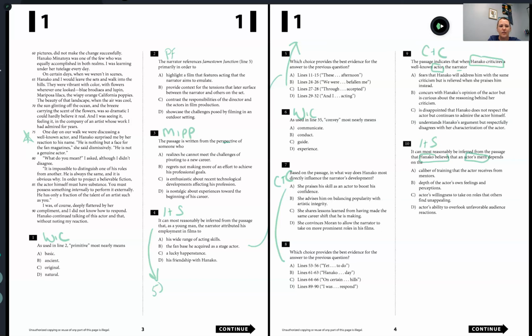I asked, although I didn't disagree. Okay, so here is his reaction. We know that that's what we're looking for. So he doesn't disagree, but he does ask her what she means.